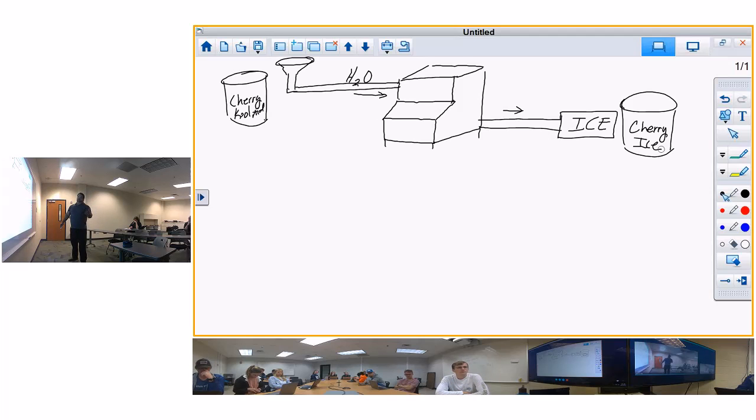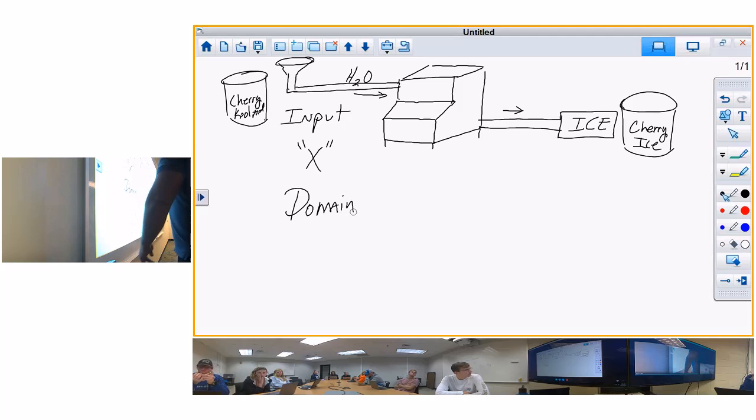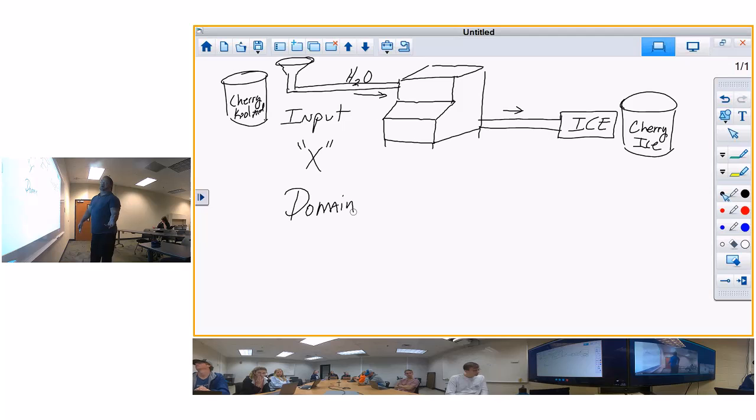So, what is the cherry Kool-Aid and the water? What is that? That's the input. In math, we would call it the x values. Another word for the x values as a group is called the what? The domain. You throw the x, or you throw the water into the ice machine. This is called the what? The function.